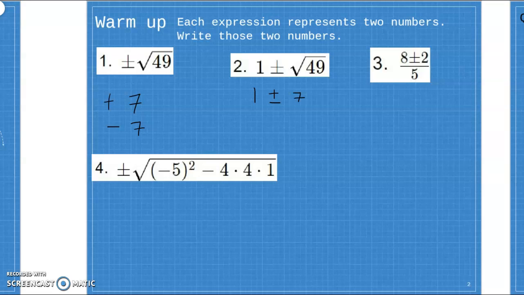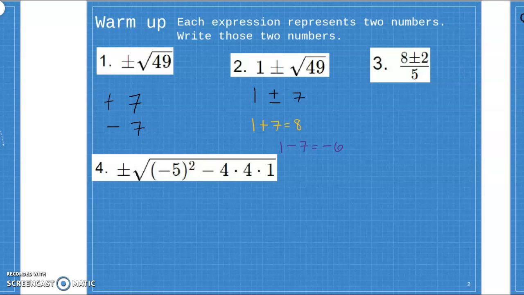So my two options that I have are 1 plus 7 and 1 minus 7, because I have two options that my answer could be. Well, 1 plus 7 is 8, and 1 minus 7 is negative 6. So those are my two options.